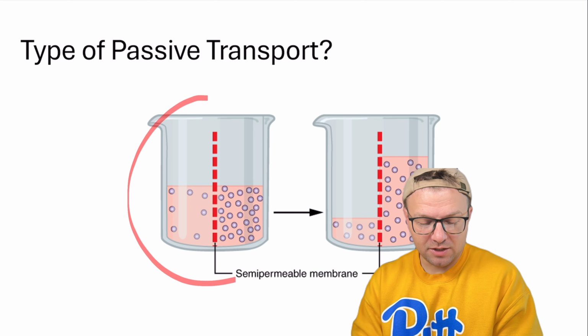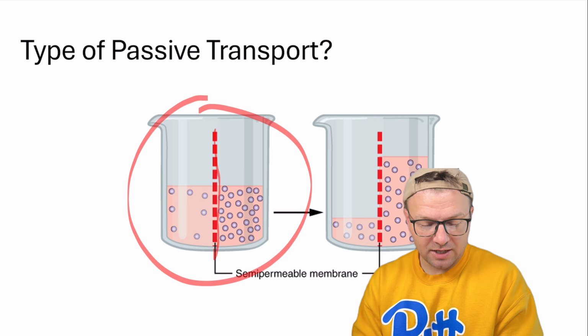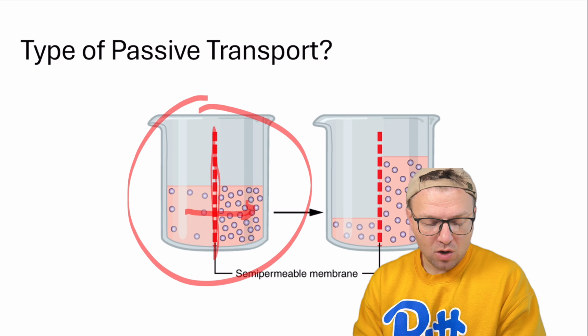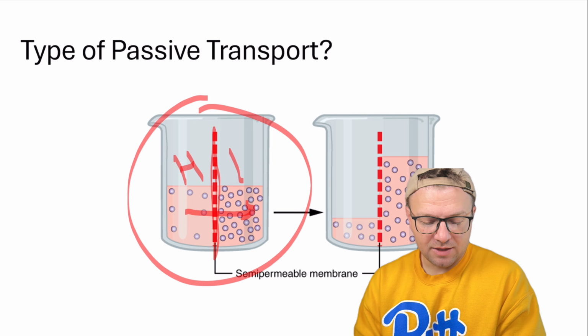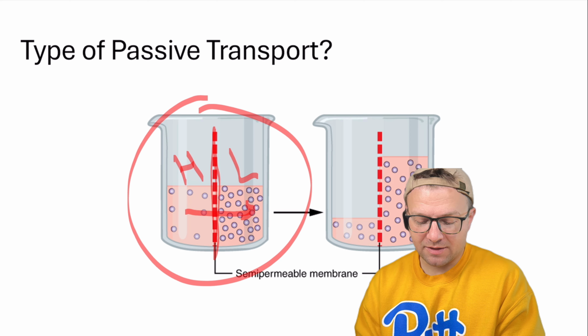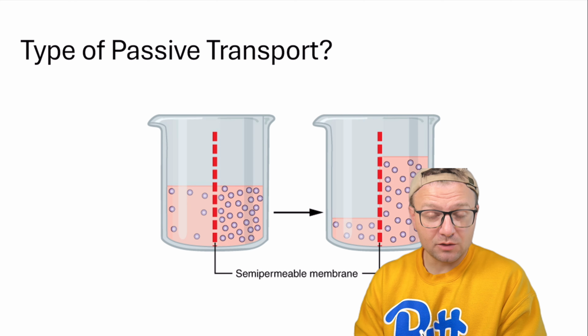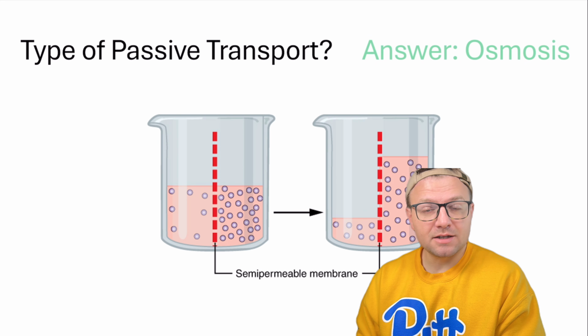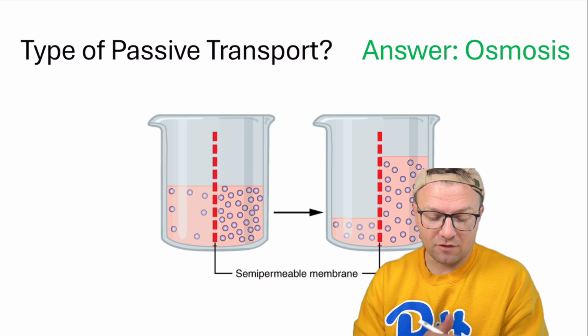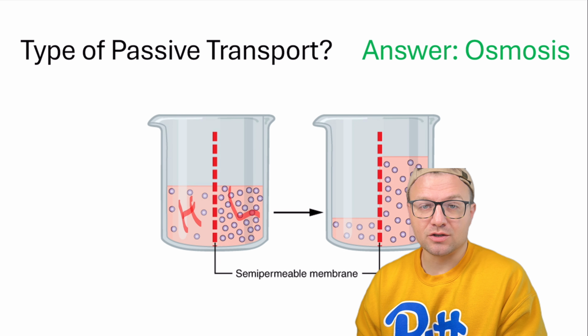Here's our first question. You can see we have a beaker, we have some type of liquid and some barrier here, and you can see that this liquid is traveling from one side to the other. We're going to see that this side starts out with a high concentration of that liquid, and this side starts out with a low concentration, but by the end, we have equal amounts on both sides. Since this liquid is probably water, this is osmosis, the movement of water from areas of high to low concentrations.